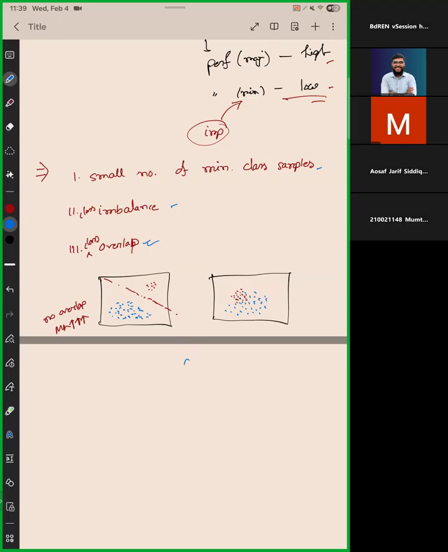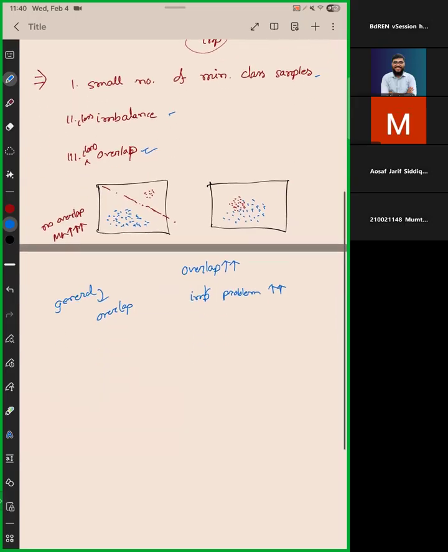So basically, to summarize, if the overlapping is strong, the imbalance problem increases. If there is no overlapping, then the imbalance problem doesn't matter. But if there is overlapping, the imbalance problem becomes much more severe. In the real world, most data sets have some overlap, some degree of overlap. Any question up to this? No, sir.